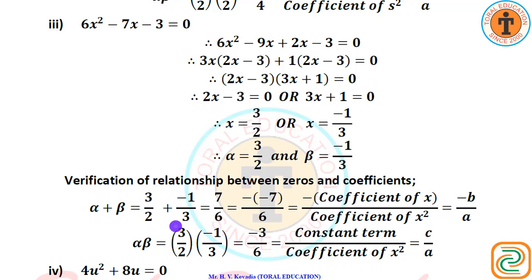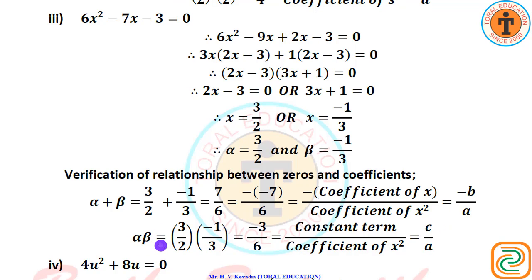Okay, 6 is the LCM, and here 3 3s are 9, 2 1s are 2, 9 minus 2, that is 7 upon 6. We can take minus 7 upon 6, that is minus b upon a, coefficient of x is b and coefficient of x square is a.